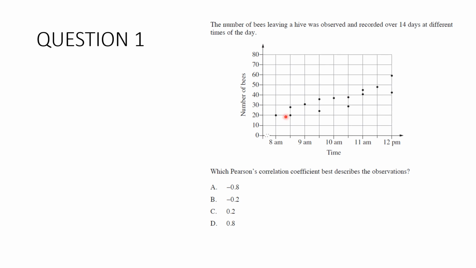Now, we can see that this has a positive inclination, so we can wipe out A and B. Imagine a line going through here. How close would those points be to a perfect line? Now remember, a correlation coefficient of 1 is a perfect relationship, of 0 is no relationship. So we're closer to 1 than 0, so our answer is D.